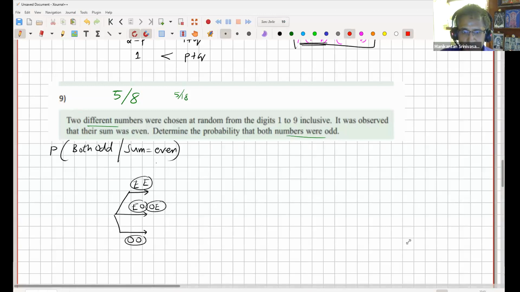If it has to be even and even, the first one has to be even, the second one also has to be even. There are only 4 even numbers, 2, 4, 6, 8, whereas there are 5 odd numbers. So for both to be even, the first one must be even, which is 4 by 9. Second one must be even, which is 3 by 8. For both to be odd, the first one must be odd, the second one must be odd. Now naturally, this is the subtraction from 1, but let's not subtract. Let's actually do it and see whether the 3 probabilities add up to 1. That way, if there's any mistake, we can catch it.